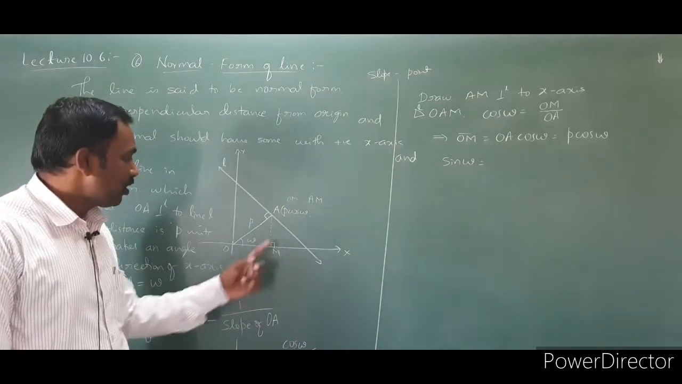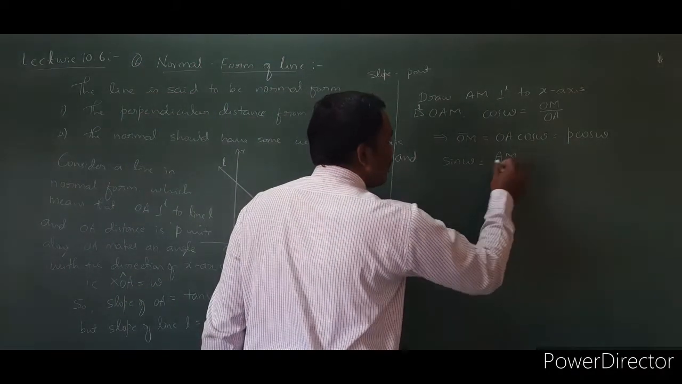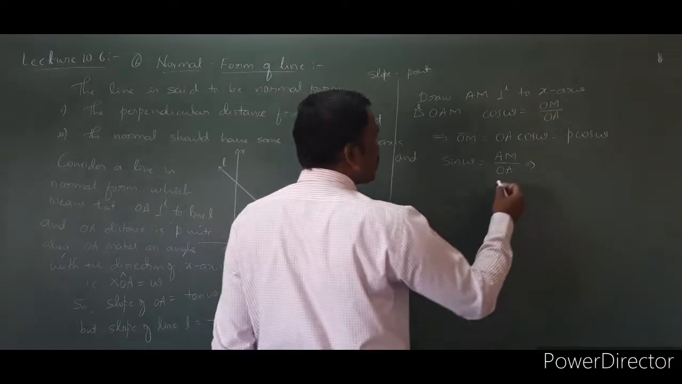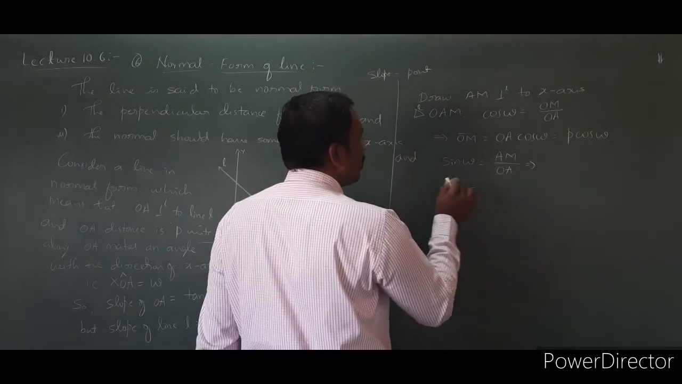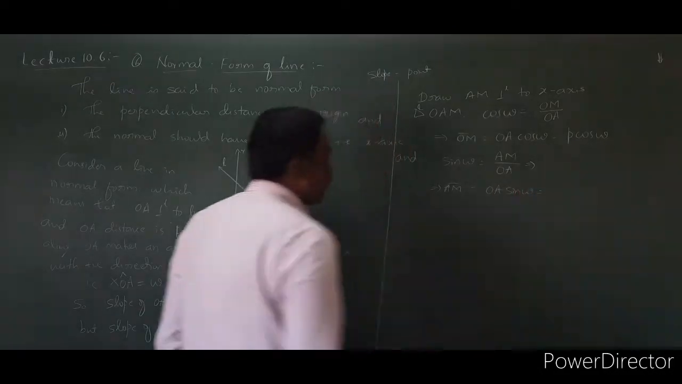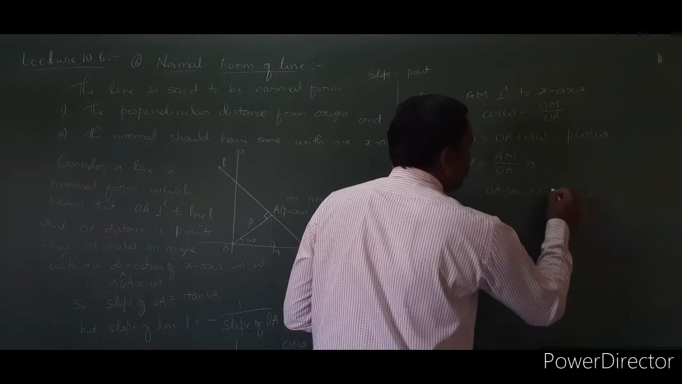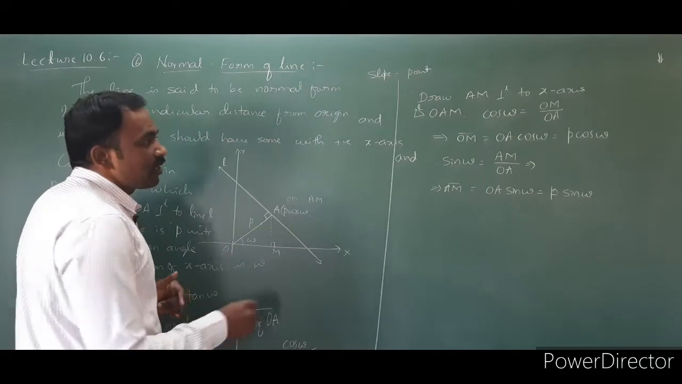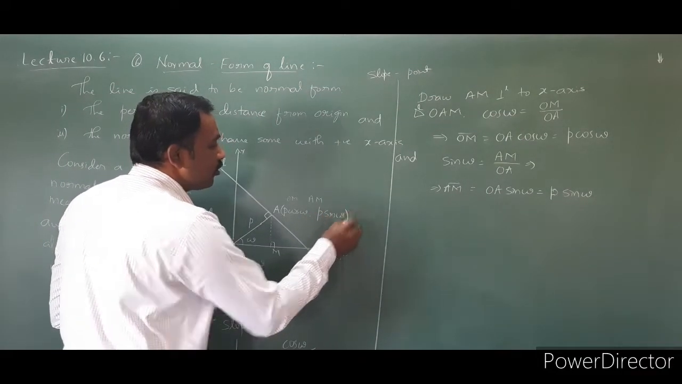Take the sine ratio, because it is opposite divided by hypotenuse. Opposite AM divided by hypotenuse OA. From this we get AM. So AM is equal to OA into sin omega. What is the OA value? P unit distance. So P into sin of omega. So we got the A coordinate as P cos omega, comma, P sin of omega.